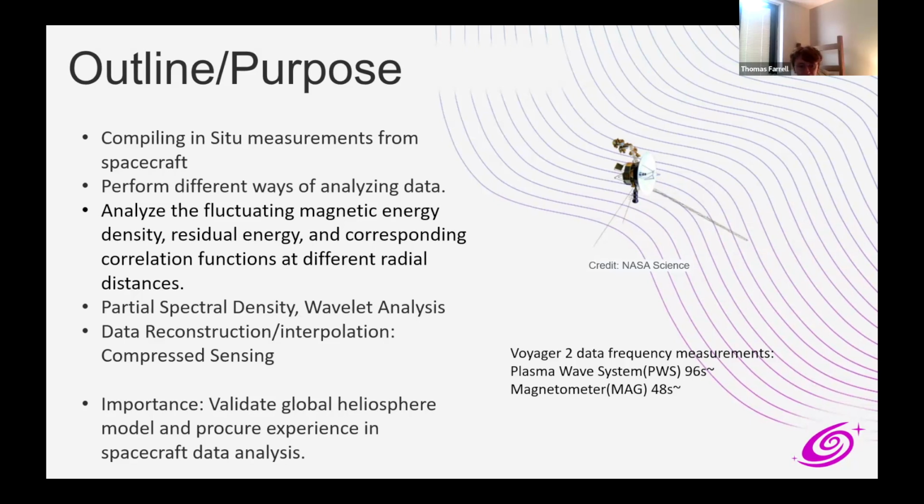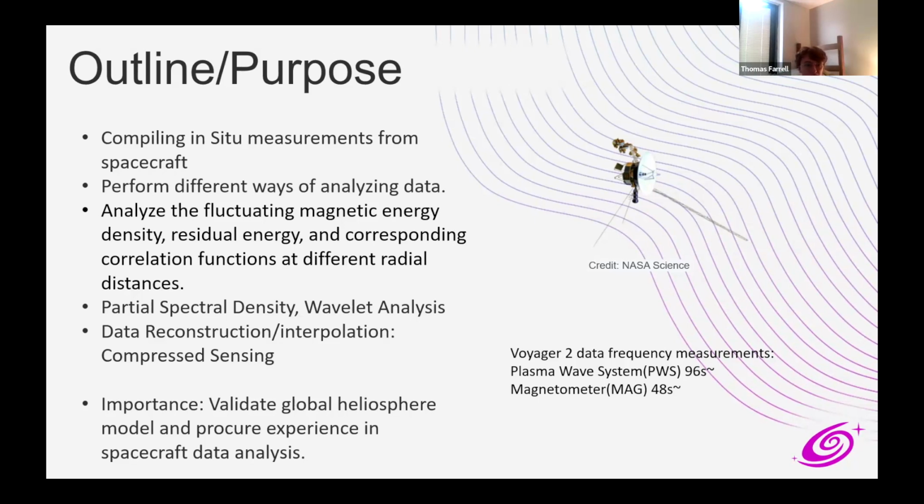And so we decided to use Voyager 2 measurements, where during that time the plasma wave measurements were averaged over 18 seconds, and then every four were averaged, so it's 96 seconds, and then the magnetic field data is 48 seconds.